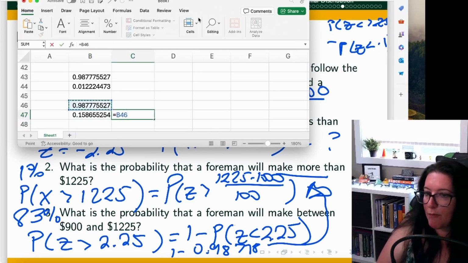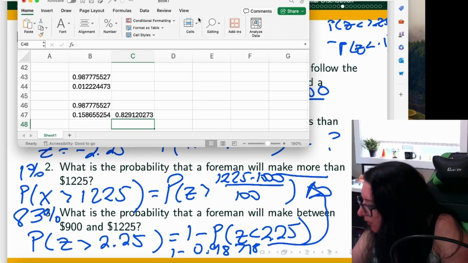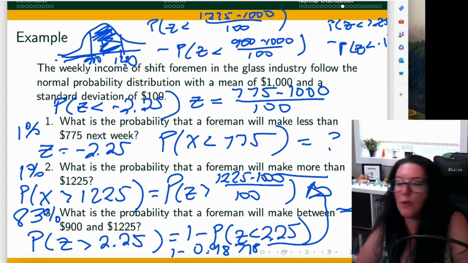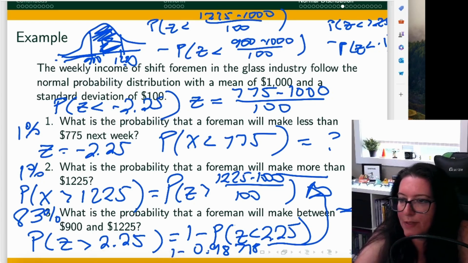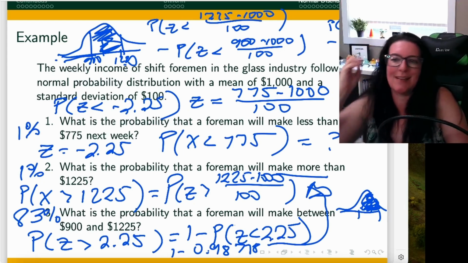So what I find helpful is I always draw my little normal distribution chart. I always draw my little graph here and say, what part do I really want? Here I want between 900 and 1225, which is in the middle there. And you can't see that because my face is right on top of it. There we go. Run out of places to write things.